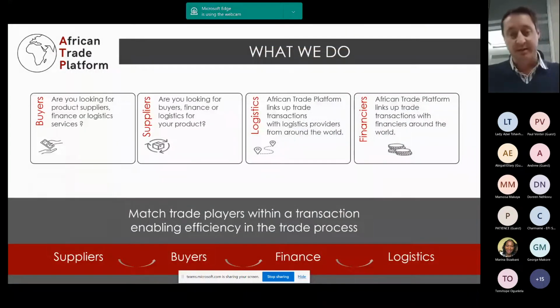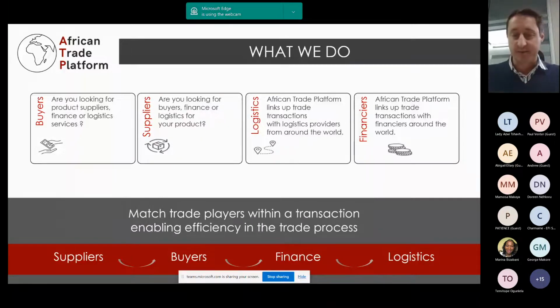What do we do? If you think of four pillars to every transaction, you'd have buyers, sellers, your logistics, which forms a major part of any trade, as well as financial aspects. Our platform links all four aspects into one structure.